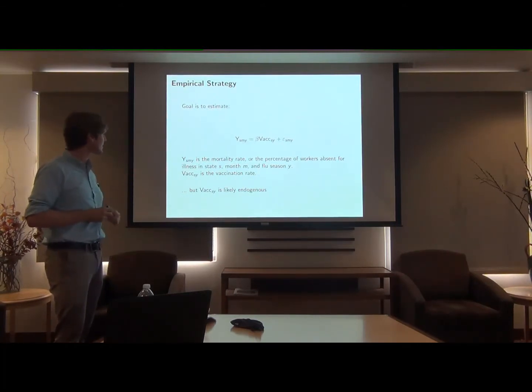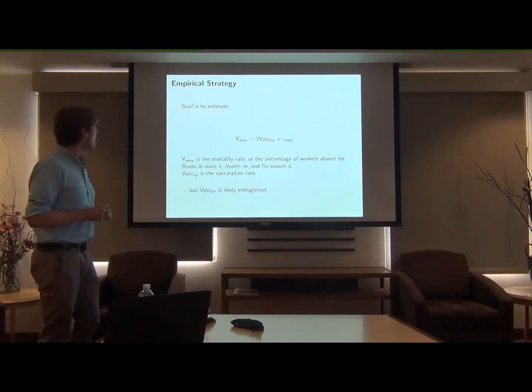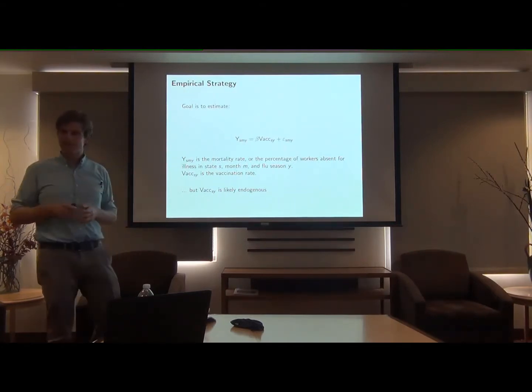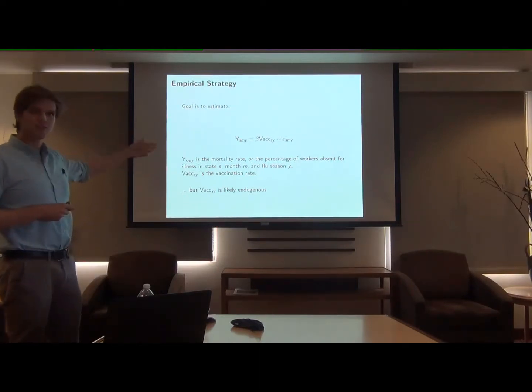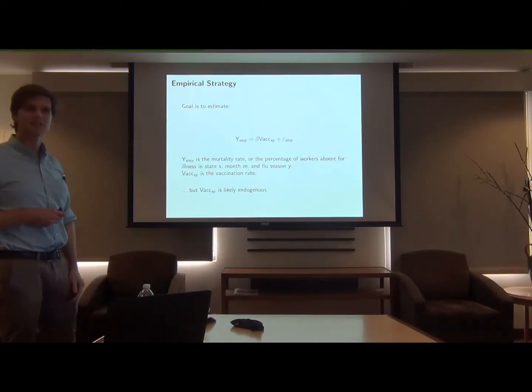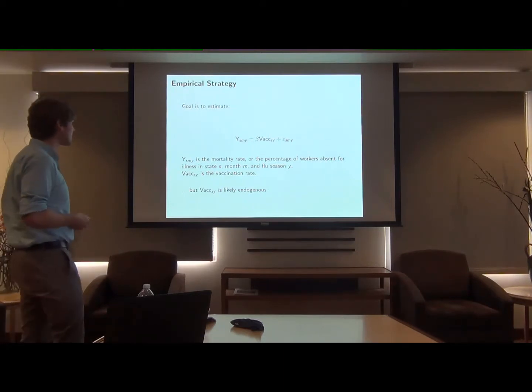Could also be the percentage of workers absent for illness. And on the right is the vaccination rate in a given state in year. All right? I could estimate this equation. Obviously, the problem is that vaccination rates at the state level are likely to be endogenous.